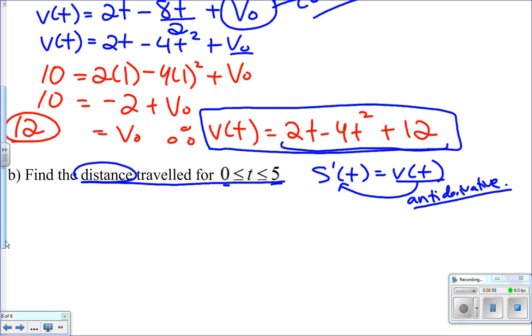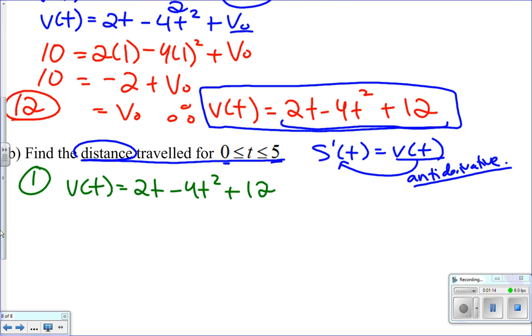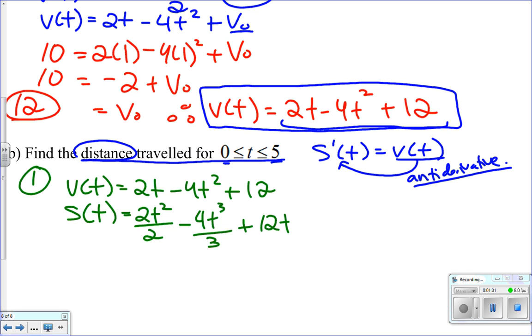So I'm going to start off by writing the function here. Number 1, find the antiderivative of the velocity time function. So v of t is equal to 2t minus 4t squared plus 12. I need to take the antiderivative to find the position time function. So it's going to be 2t squared divided by the new exponent 2, minus 4t cubed divided by the new exponent 3, plus 12t plus s naught, which is our initial position, and it acts as our constant when you take the integral or antiderivative.